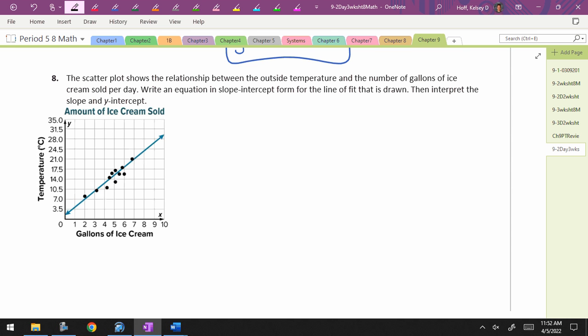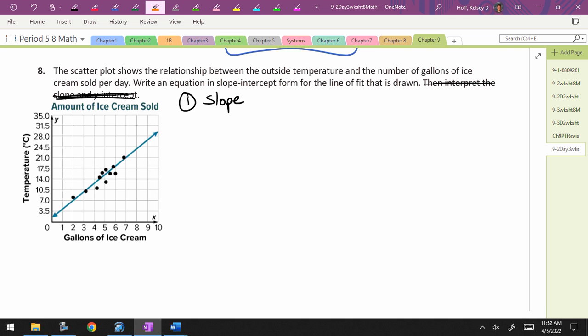The scatter plot shows the relationship between the outside temperature and the number of gallons of ice cream sold per day. Write an equation in slope-intercept form for the line of fit that is drawn. Miss Hoff is a kind person and says we don't have to interpret today. So first things first, we need to find our slope. Jacob, what you got? 2, 7, 7, 21. Thoughts? I think those are both fine, don't you think? On your own, without me walking you through it, find your slope.